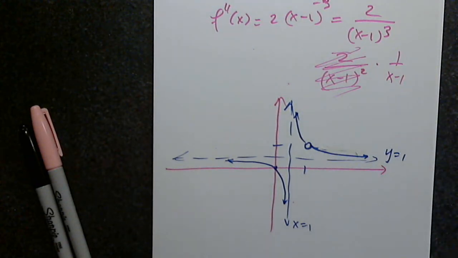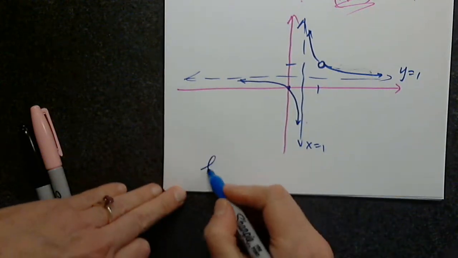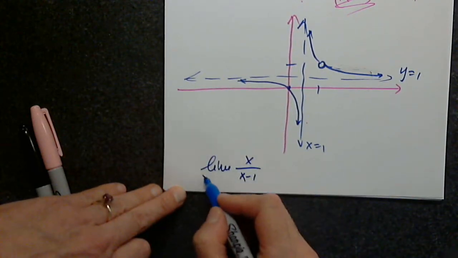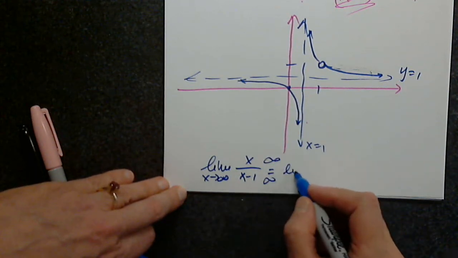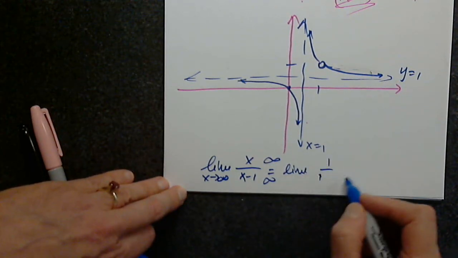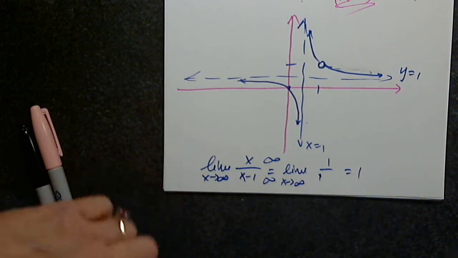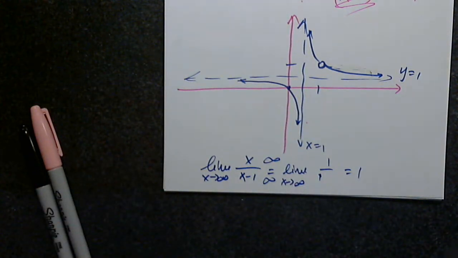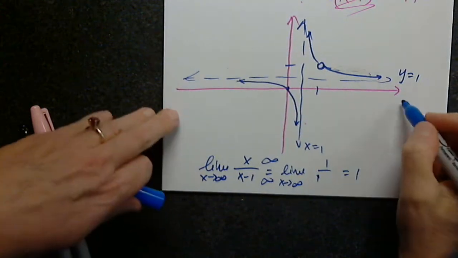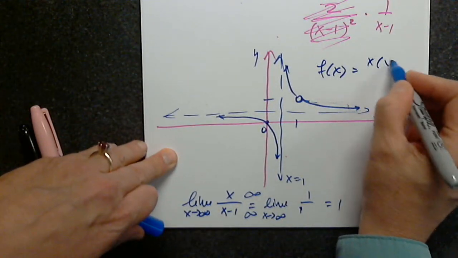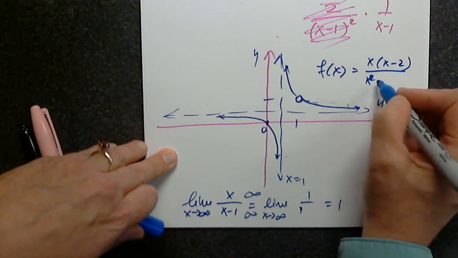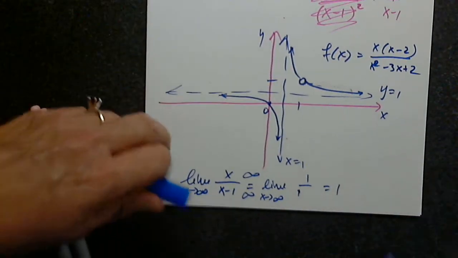So when we find the limit of x over (x minus 1) when x approaches infinity, it's infinity over infinity. You differentiate using L'Hopital's rule, and you get 1 over 1, which is 1. In the same way, you differentiate to get the limit at the other end, but there is no need. It's rational, so it will have the same horizontal asymptote at both ends. So this is the function (x minus 2) over (x squared minus 3x plus 2).